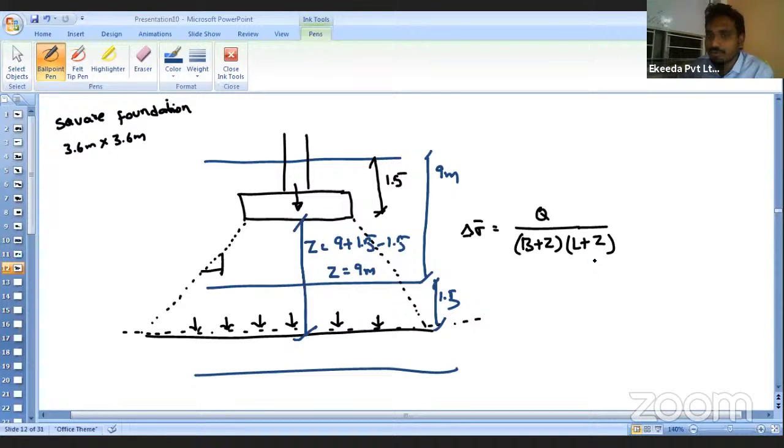As it is a square foundation, I can say the increase in effective stress will be equal to Q divided by, simply, L plus Z whole square.